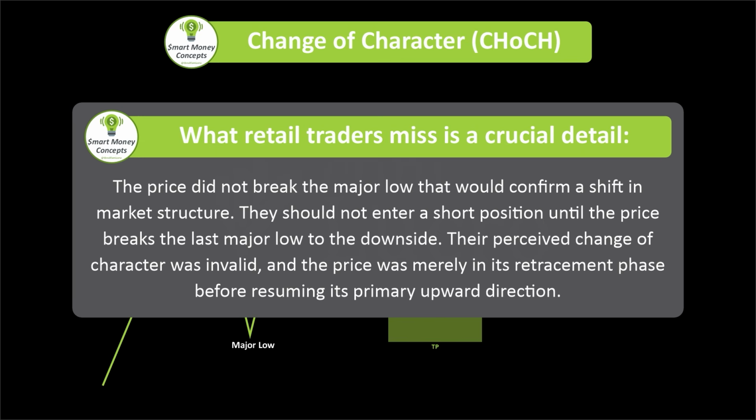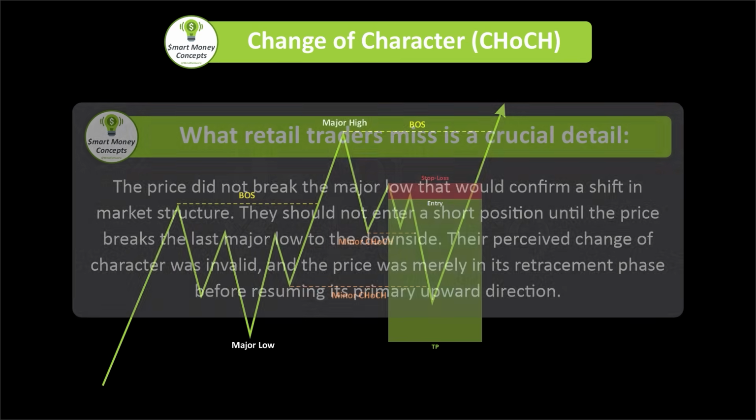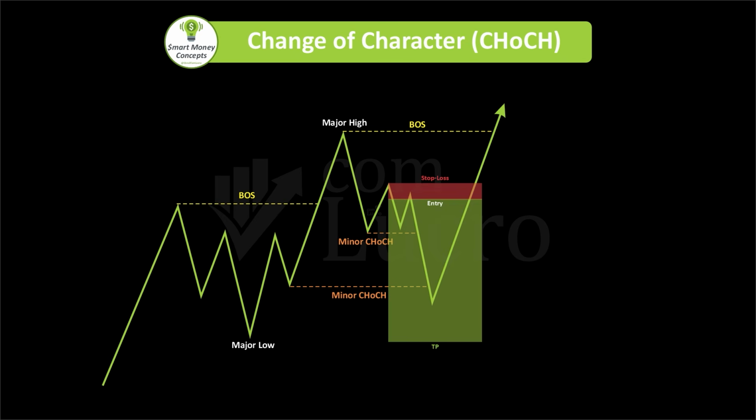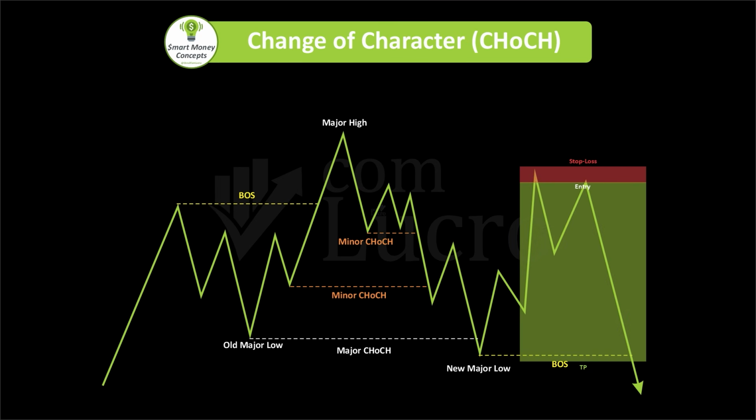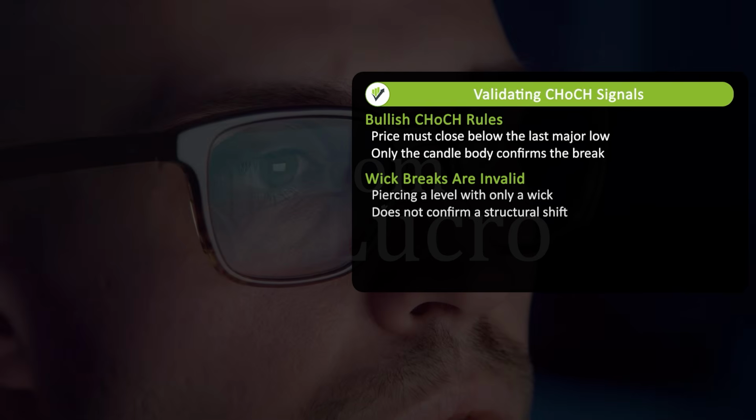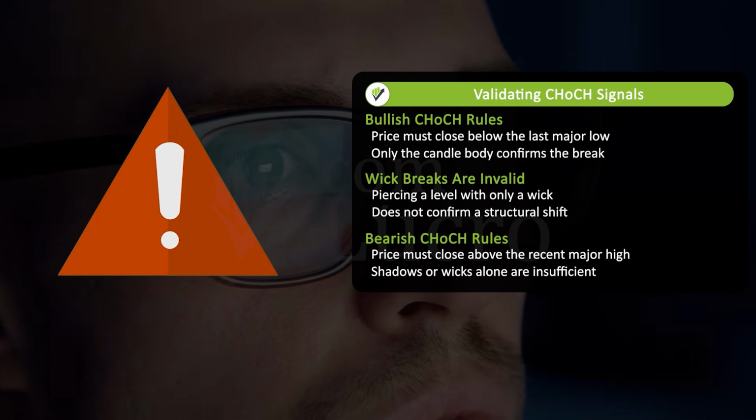Their perceived change of character was invalid, and the price was merely in its retracement phase before resuming its primary upward direction. To capture a valid market structure shift signal, traders should patiently wait for the price to establish a major change of character by breaking and closing below the last major low that initiated the upward movement leading to the bullish break of structure. Furthermore, it's essential to remember that in a bullish scenario, a change of character pattern is only considered valid if the price breaks and closes below the last major low using the body of the candle.